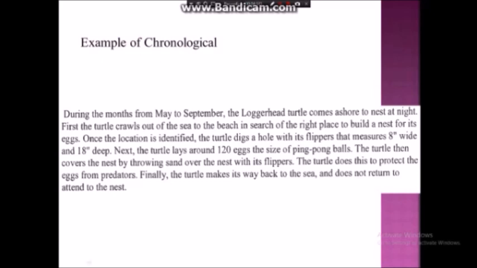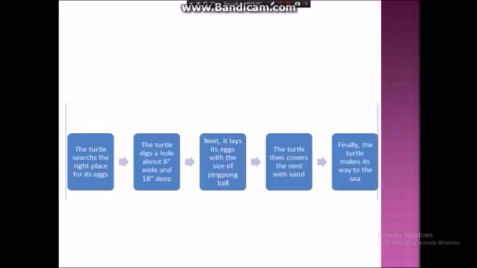Pay attention to the signal here: first, next, and finally. And this is the flow chart of the text before. First, the turtle searches for the right place for its eggs. Then, the turtle digs a hole about 8 centimeters wide and 18 centimeters deep. Next, it lays its eggs with the size of a ping pong ball. After that, the turtle covers the nest with sand. And finally, the turtle makes its way to the sea.